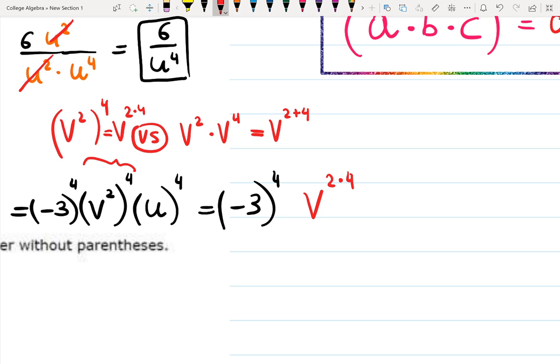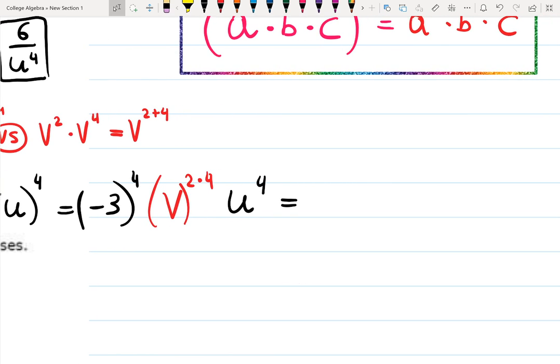Well, I will leave it like this. I can even put parentheses for you if you want. And then u to the 4. Let's simplify. What is minus 3 to the 4? Well, either you use the calculator, or you just think about that as 3 times 3, and then times 3, and then times 3. That's 9, and that's 9. And then the answer is 81.